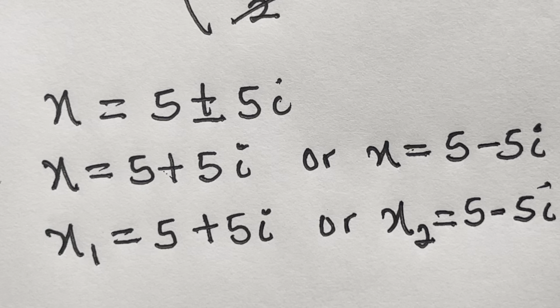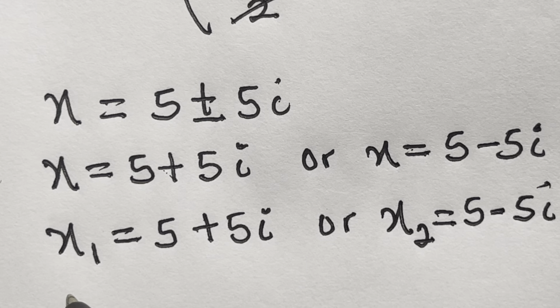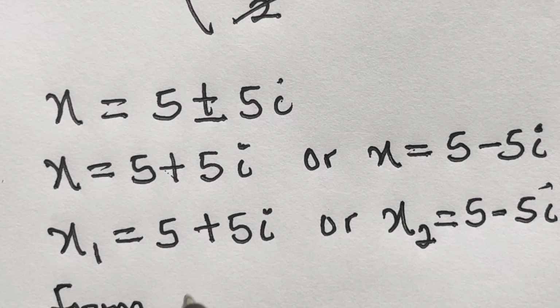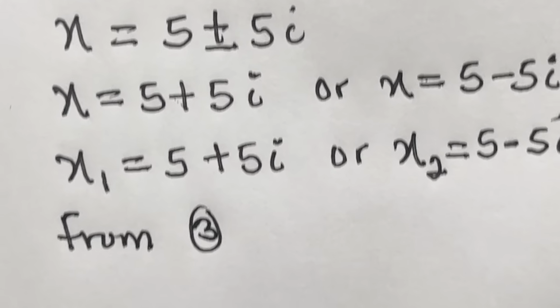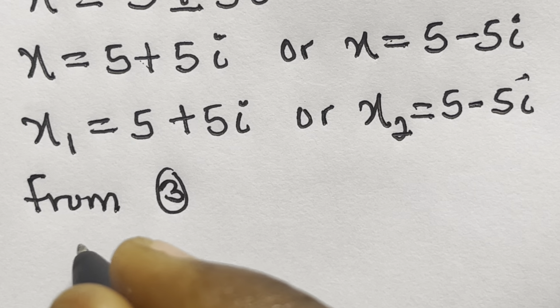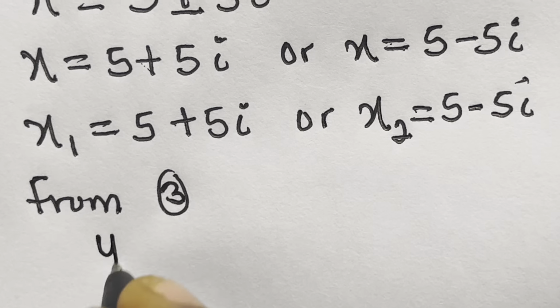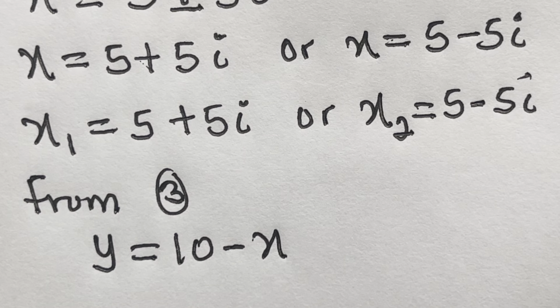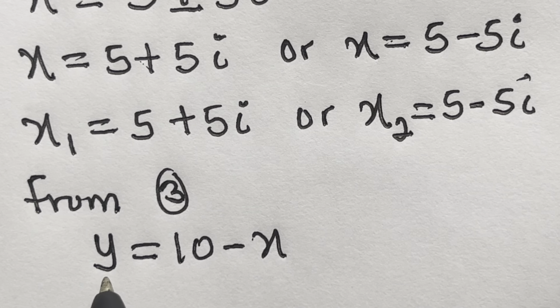So from our equation 3, remember these are the values of x, we want to get y now. So y is equal to 10 minus x. So we are going to get y by substituting the value of x here.